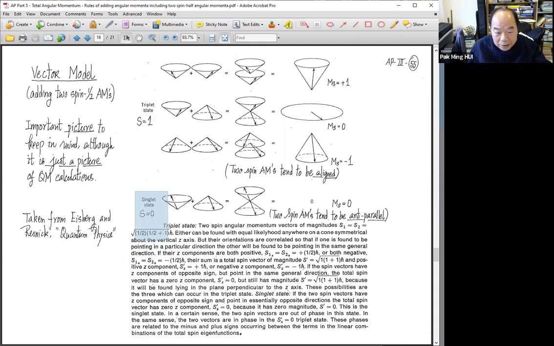Let's look at the singlet situation. In the singlet situation, they also cooperate, but they cooperate in a way that they always cancel each other so that there's nothing left. You see, the upper one spin points this way, the other one points exactly in the opposite direction. So they cancel each other, one added to the other becomes 0. And that is how the artist depicts what happens in the singlet state. Again, it is just a picture to represent the quantum mechanical results.